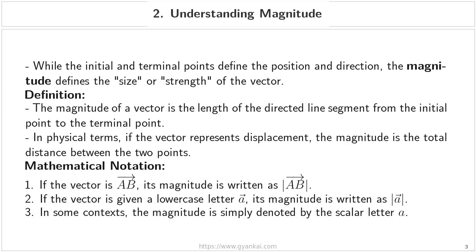Now that we have identified the anatomy of the vector, specifically the starting and ending points we discussed in the previous slide, we need to talk about the third essential component, the magnitude. As we move to the next slide, we will discuss a very important rule regarding this magnitude, specifically, why it can never be a negative value.